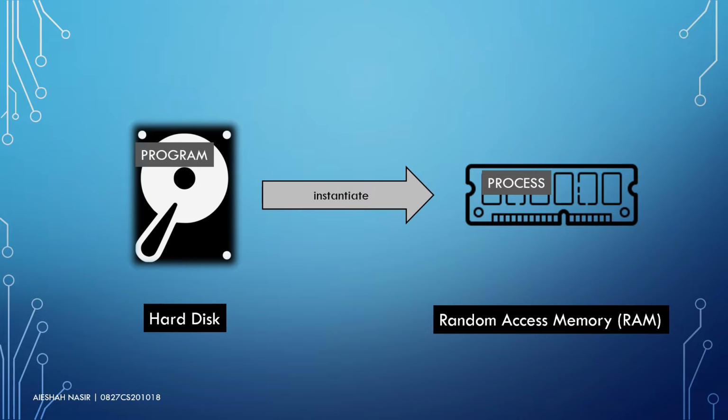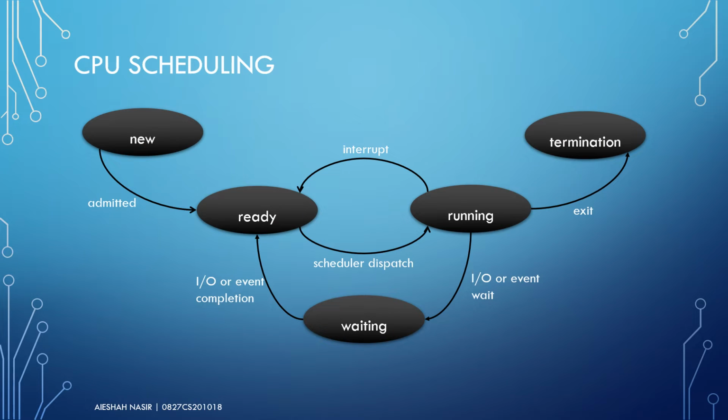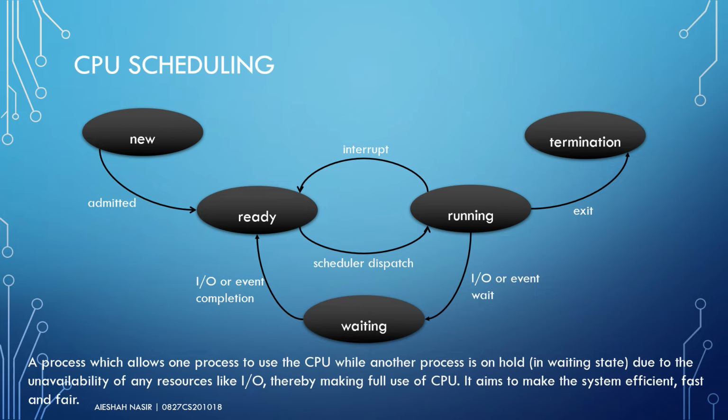A state diagram shows how a newly created process enters the ready queue and gets executed over a period of time and finally gets terminated. So, CPU scheduling is a function of the operating system which is required when there are several processes which need to be executed in a certain amount of time. CPU scheduling maximizes CPU utilization and aims to make the system efficient, fast, and fair.